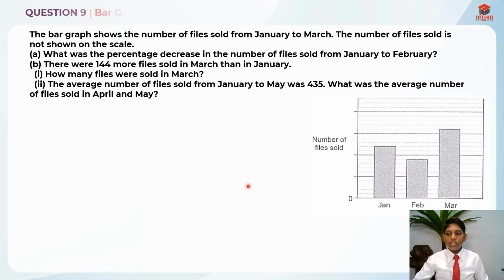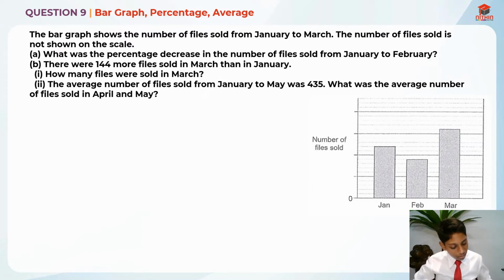Okay, so this is question 9 and it is touching on bar graph, percentage and average. Let's read the question first. The bar graph shows the number of files sold from January to March. The number of files sold is not shown on the scale.